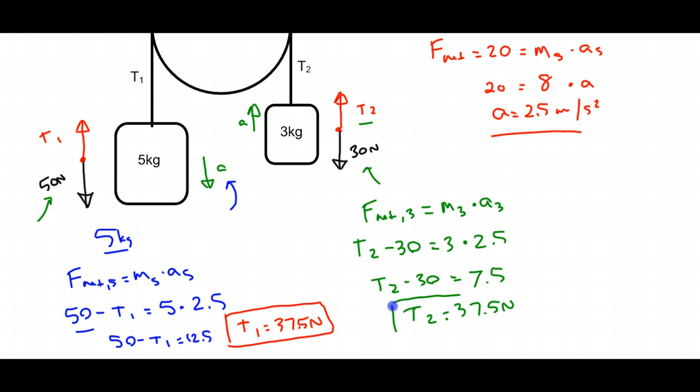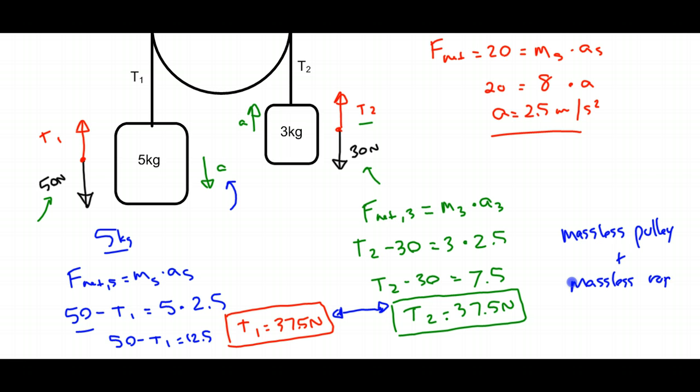Now, you should take note that these two forces, T1 and T2, are equal. That is a result that will always hold true when we have a massless pulley and massless ropes. So for massless pulley and massless ropes, the tension in the cord is constant.